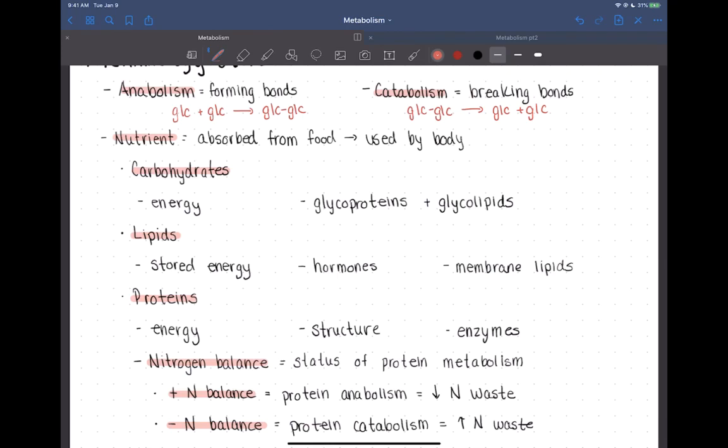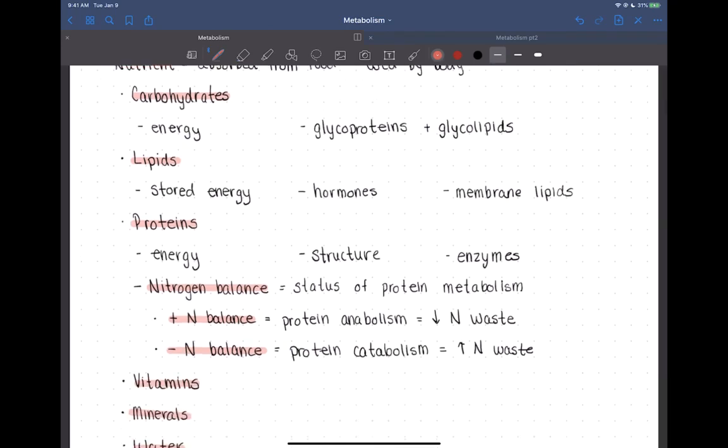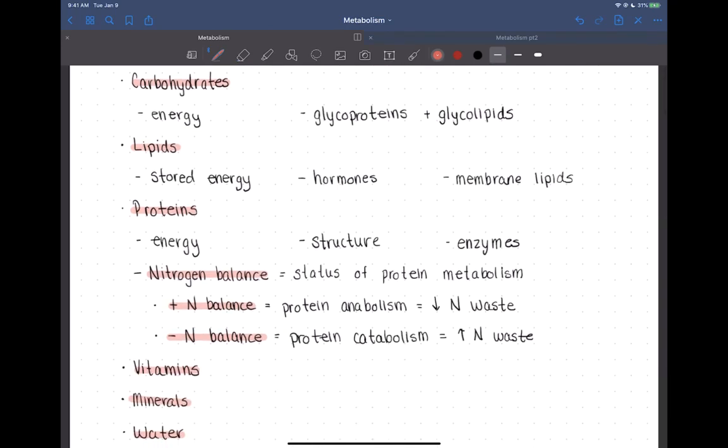Okay. Then we have lipids. Lipids obviously are a way of storing energy, so you can store fats for energy. Lipids can also be used to make hormones. There are quite a few fat-soluble hormones, and those are generally made from the essential fats like omega fatty acids. And then membrane lipids. We know the cell membranes are made up of phospholipids, and there's also cholesterol in that membrane, so you need a lot of fats for that as well.